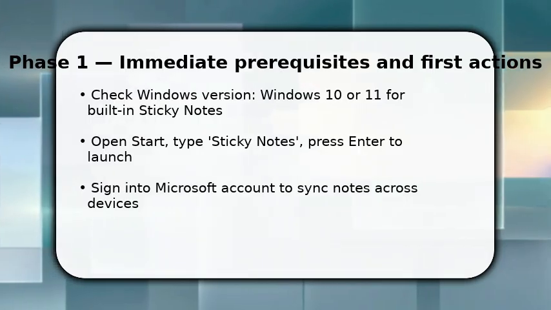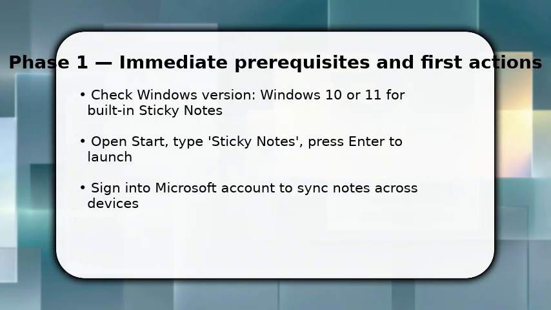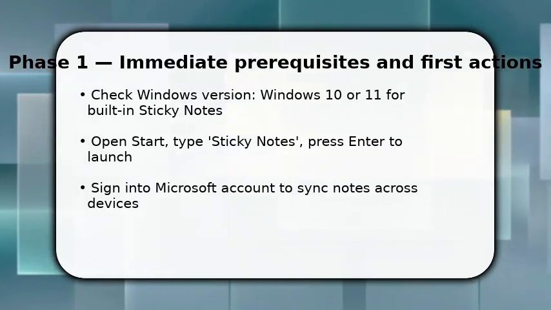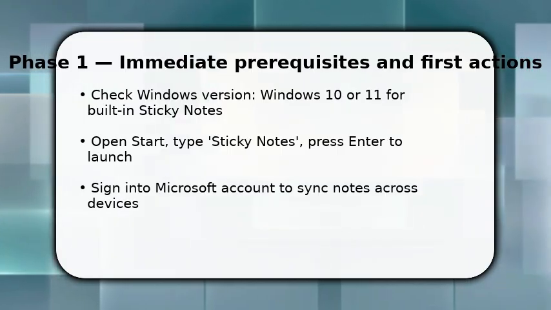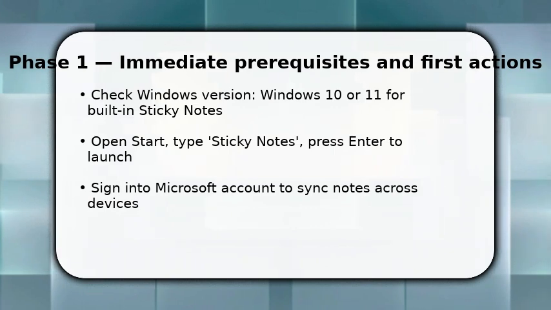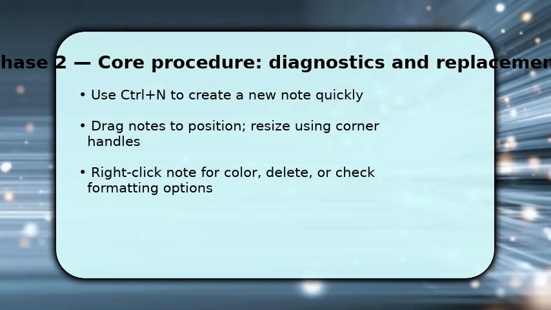Once done, click the plus button to create your first note. This is the fastest way to begin. Make sure to pin Sticky Notes to the taskbar for quick future access, because speed matters for short reminders. You create multiple notes with Ctrl+N. That keyboard shortcut keeps your workflow fluid.